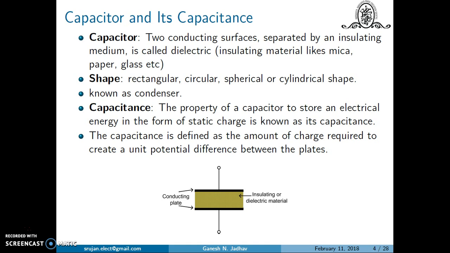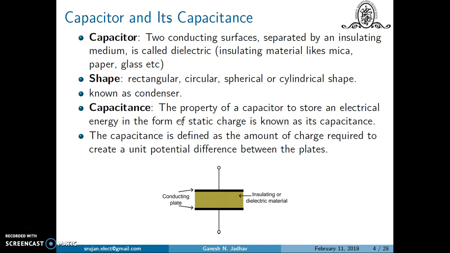So how do you define the capacitor? Or how is the capacitor manufactured? Two conducting surfaces separated by an insulating medium, called a dielectric, form a capacitor. What is a capacitor? It is two conducting surfaces separated by an insulating or dielectric material. Its shape may be rectangular, circular, spherical, or cylindrical. It is also known as a condenser.